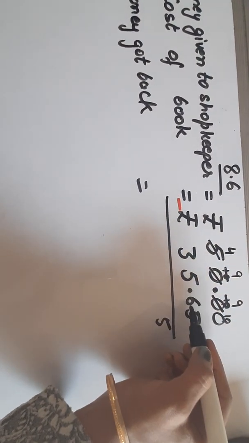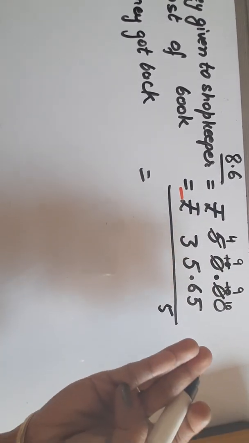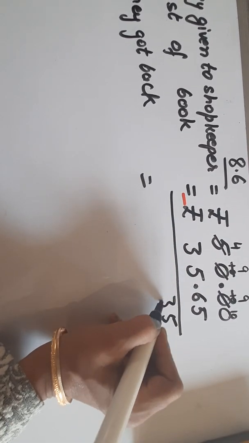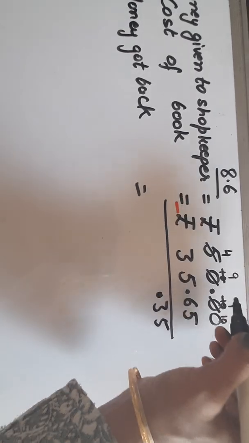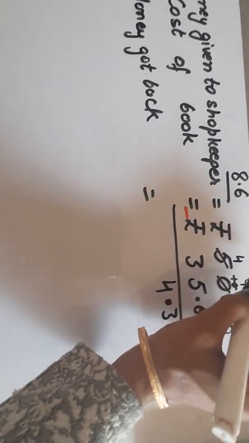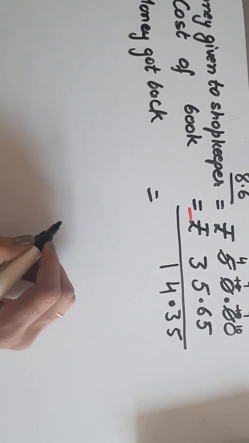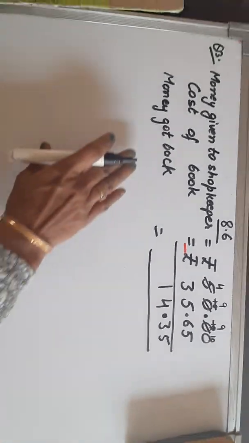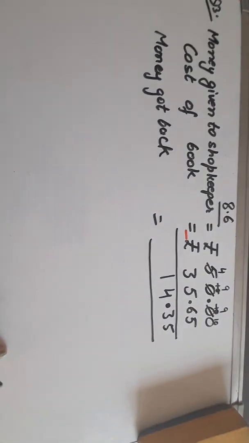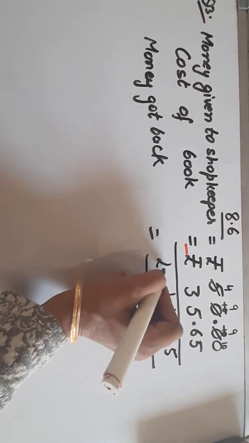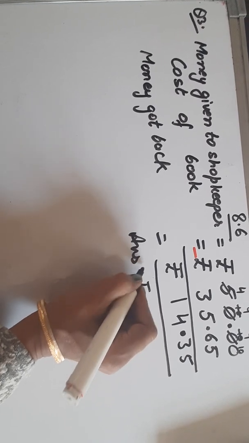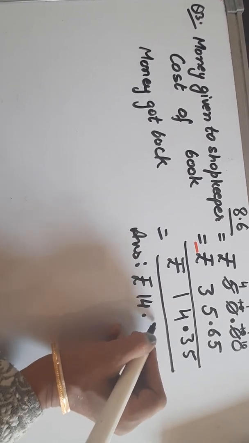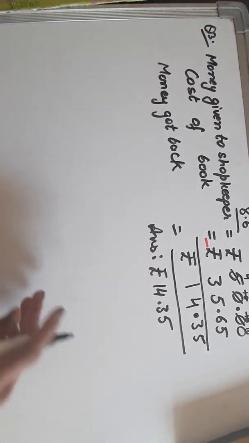Similarly 9 minus 6. तो 6 के आगे से count करेंगे 7, 8, 9. That means 3. Place decimal under decimal. 9 minus 5 by counting from 6. 6, 7, 8, 9, 4. 4 minus 3, 1. So this is the money which he got back from the shopkeeper. So therefore answer is rupees 14 and 35 paise. After the decimal we'll get the paises.